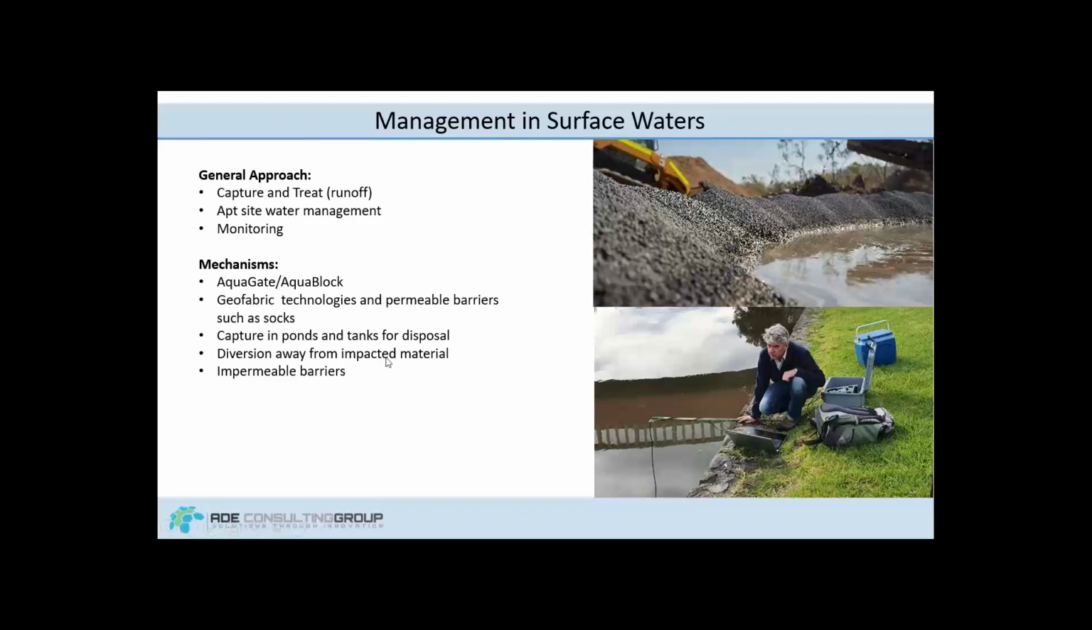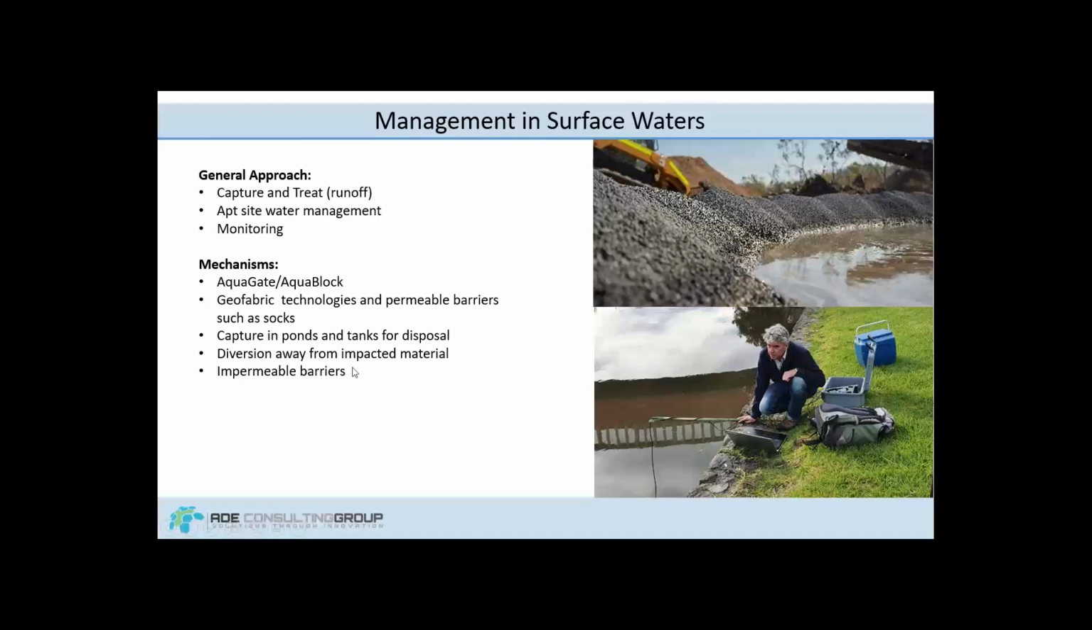There are a number of products out there. So there's Aquagate, which is a sorbent that can be put around the edge of ponds, and water can be allowed to flow through it and will capture the PFAS. There's a number of mats that can be placed under waterways to protect them as well from intruding PFAS impacted groundwater. There's geofabric options such as socks and the membranes I spoke about earlier. But quite often we tend to capture it in ponds for either disposal or treatment.